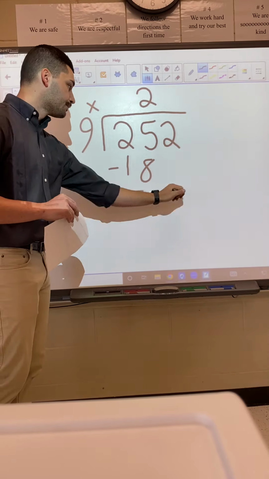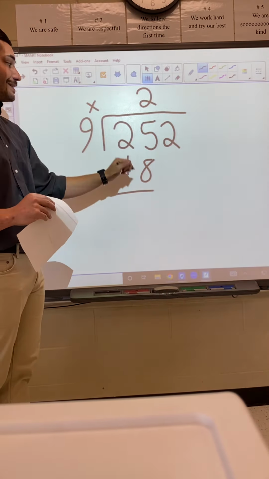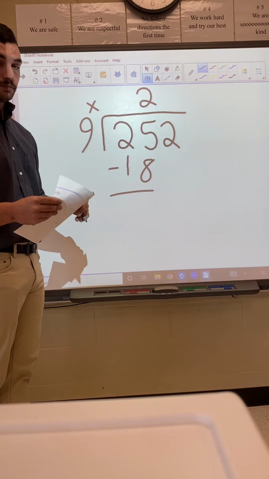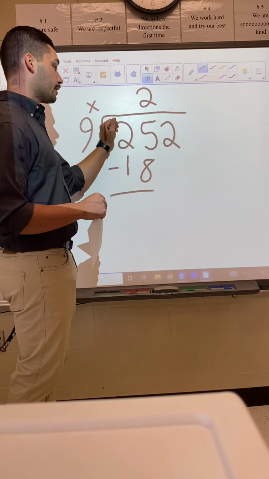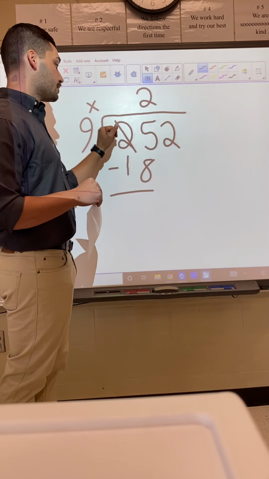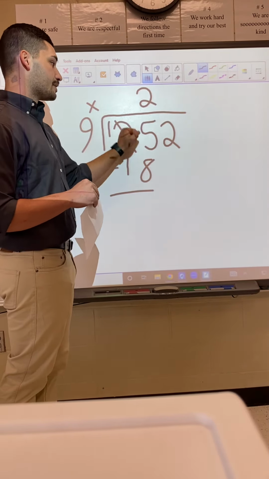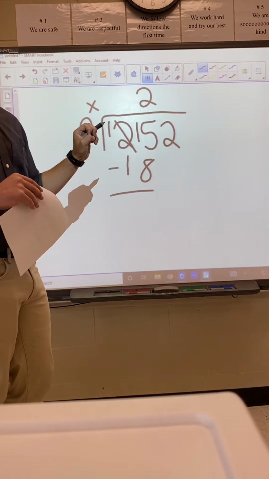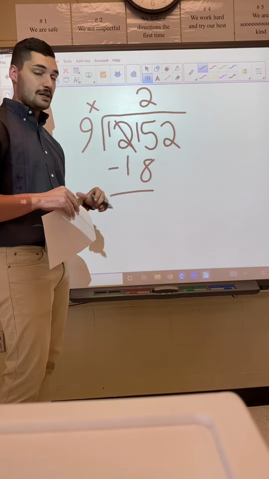That's exactly right. So looking at it, can I take 8 away from 5? Well, it doesn't work, right? So I gotta do a little bit of borrowing. So I'm gonna scratch off my 2, and I'm gonna borrow a 10 from my 2. So my 2 is gonna become a 1, and my 5 is gonna become a 15, because I stole 10 out of that 20. So now I'm looking at 15 minus 8.